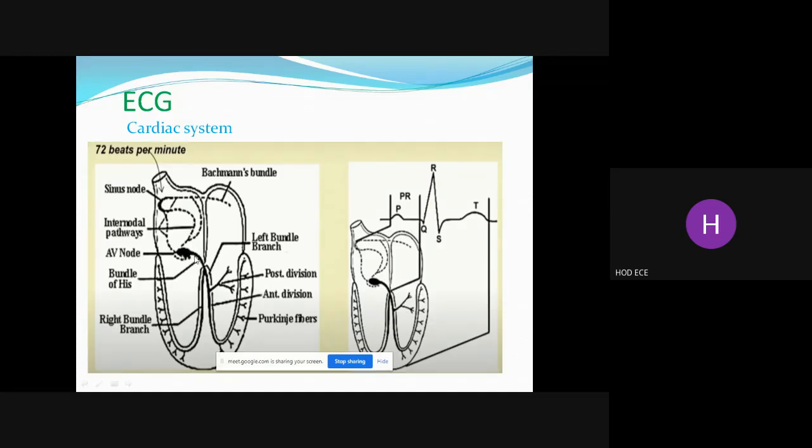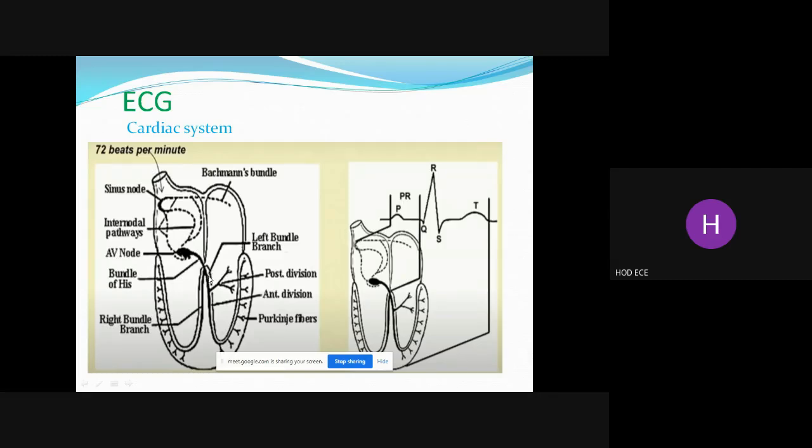So after that delay, this AV node is going to release the potential that is generated in the sinus node. It is going to release the potential through this bundle of His. See here, this is the bundle of His. Then here it will be divided into two paths. One is the left bundle branch, the other is the right bundle branch.